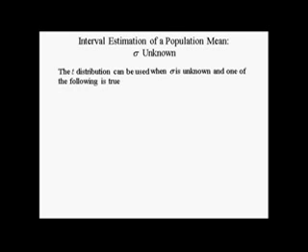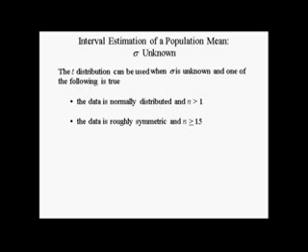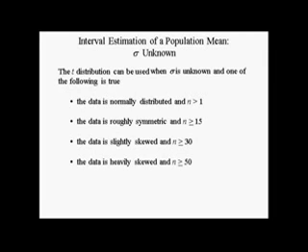and one of the following is true. The data is normally distributed and the sample size is bigger than 1. The data is roughly symmetric and the sample size is bigger than 15. The data is slightly skewed and the sample size is at least 30. The data is heavily skewed and the sample size is at least 50.